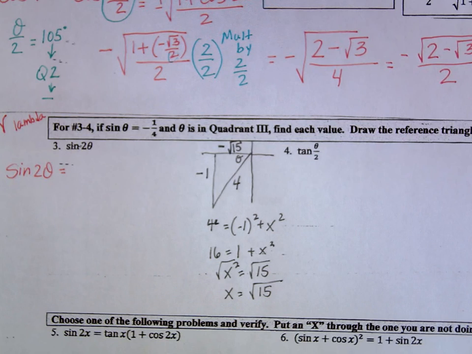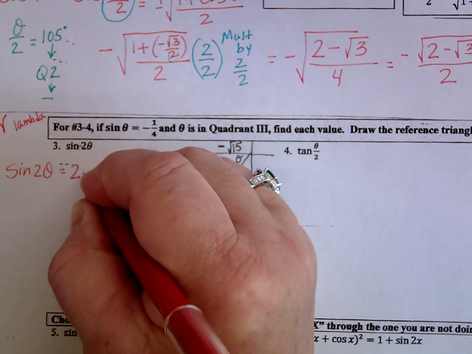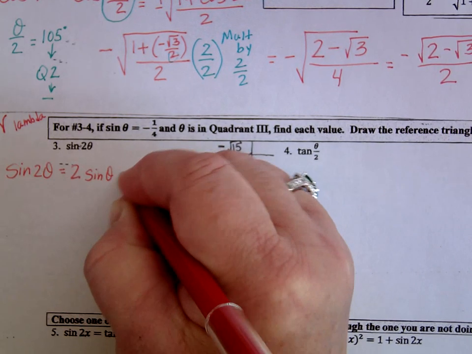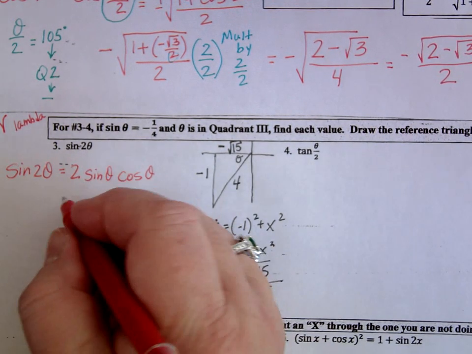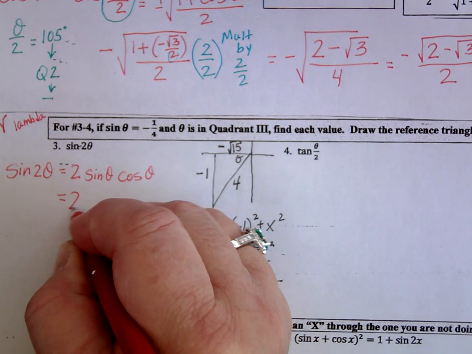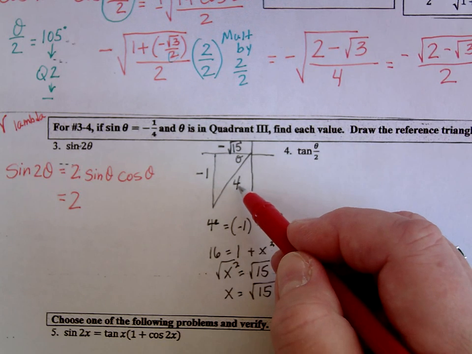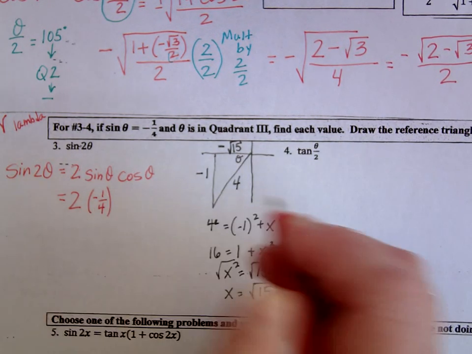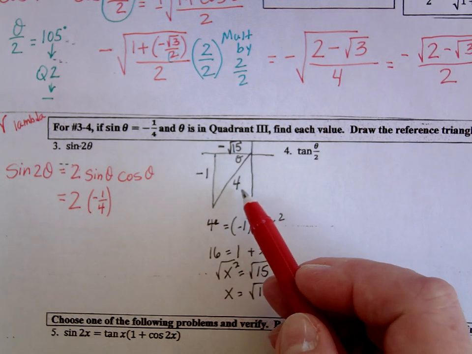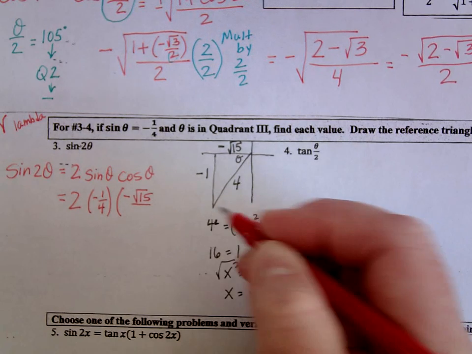All right, so anyway, this one's theta. My formula says 2 times the sine of theta times the cosine of theta. And so what I'm going to do is I'm literally going to go to my triangle and figure out those values. 2 sine of theta. Well, sine is opposite over hypotenuse, which you already know over here, is a negative 1/4. Cosine is adjacent over hypotenuse. That's going to be a negative square root of 15 over 4.